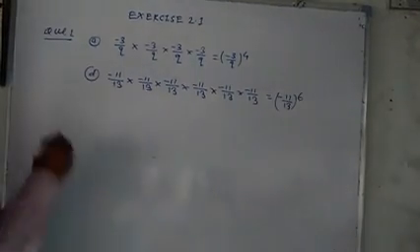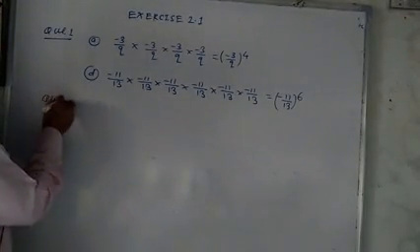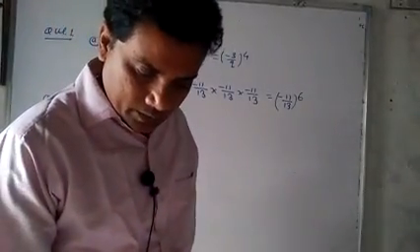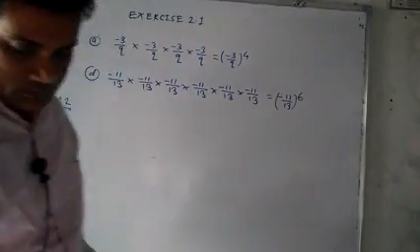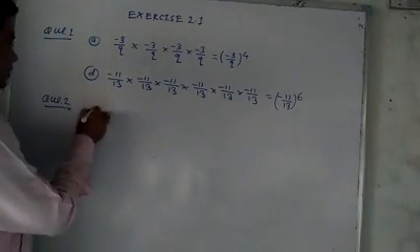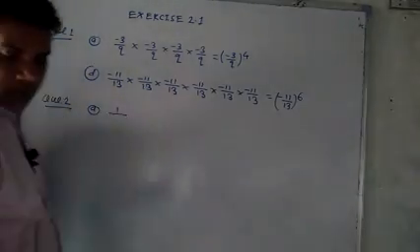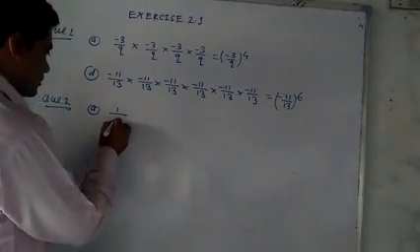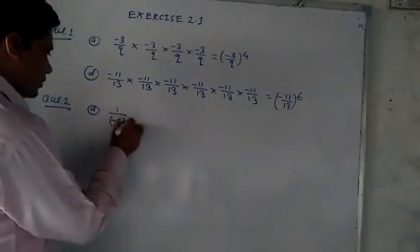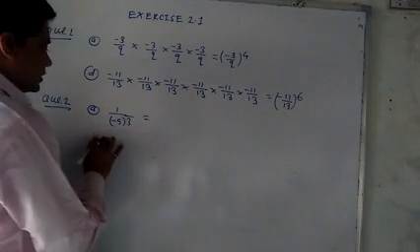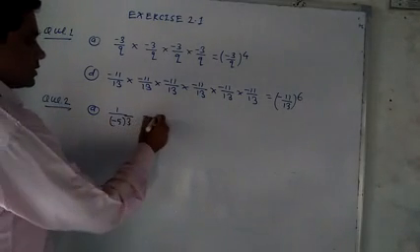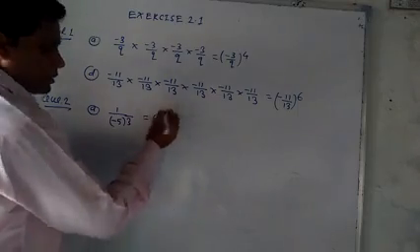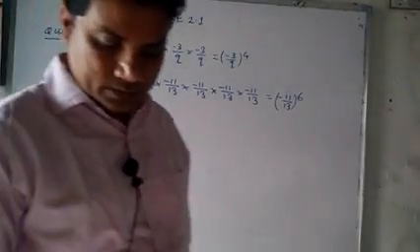Now question 2. In question 2, find the reciprocal of the following. First, reciprocal of the following is 1 upon minus 5 to the power 3, means reciprocal of 1 upon minus 5 by 3 is minus 5 by 3.